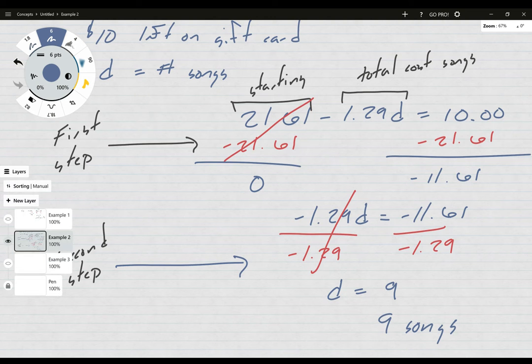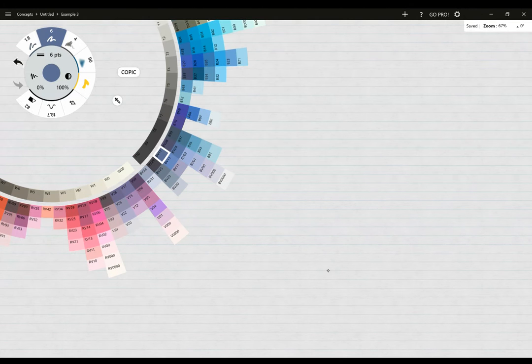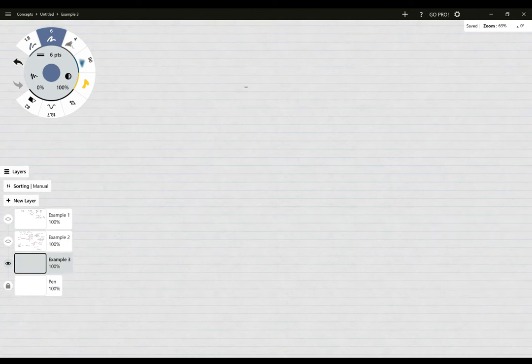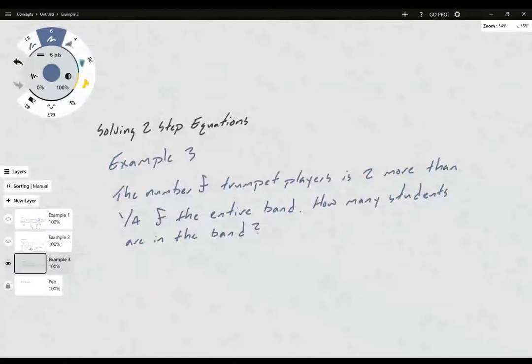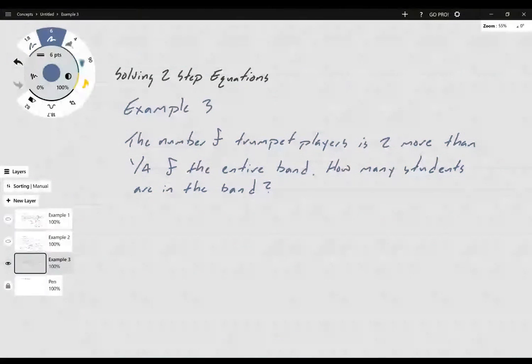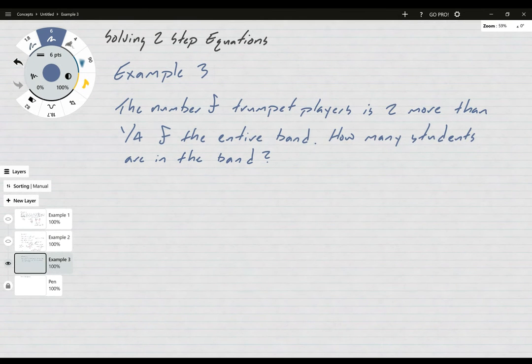Let's look at one more. All right, example 3. Example 3, the number of trumpet players is 2 more than 1/4 of the entire band. How many students are in the band?